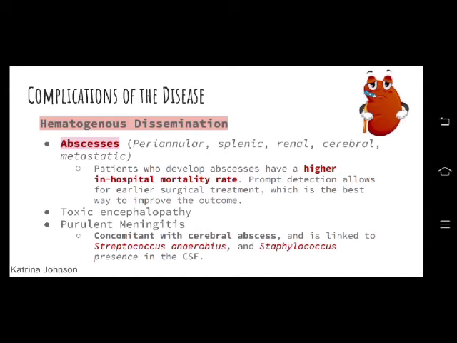So first would be periannular abscesses. This is a relatively common complication of infective endocarditis. It occurs in up to 85% of cases, and it's associated again with a higher morbidity and mortality risk. Next would be a splenic abscess. This is a bit of a less common complication of infective endocarditis. However, it's very interesting the way that it changes up the treatment plan for our patient.